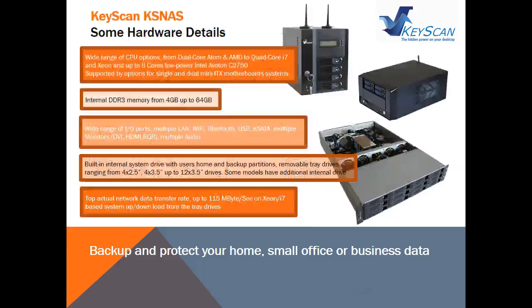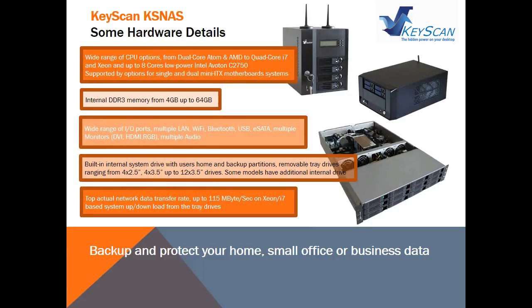KSNAS hardware details. The KSNAS backup server models can be configured for a wide range of hardware performances and needs. It can have single or dual mini ITX motherboards on some models. It can have a wide selection of CPUs from dual-core Intel and AMD to quad-core Intel i7 and Xeon, and up to low-power 8-core Intel Avoton C2750s. The internal DDR3 DRAM ranges from 4 GB up to 64 GB on some models.